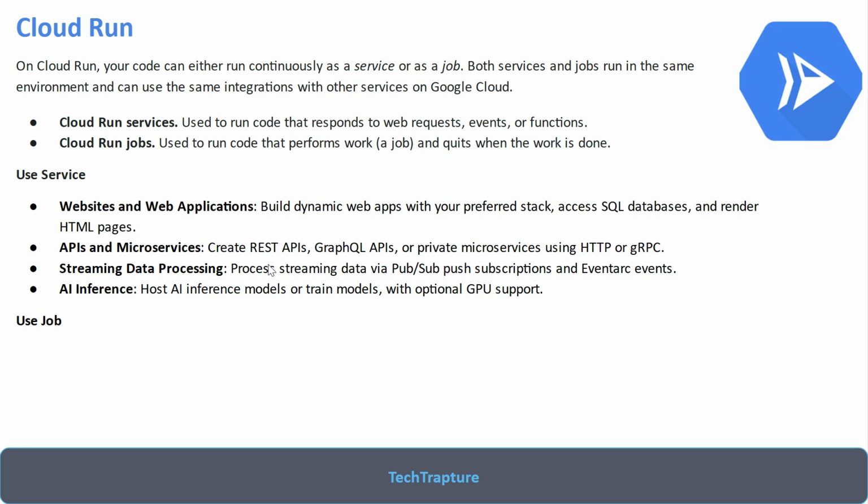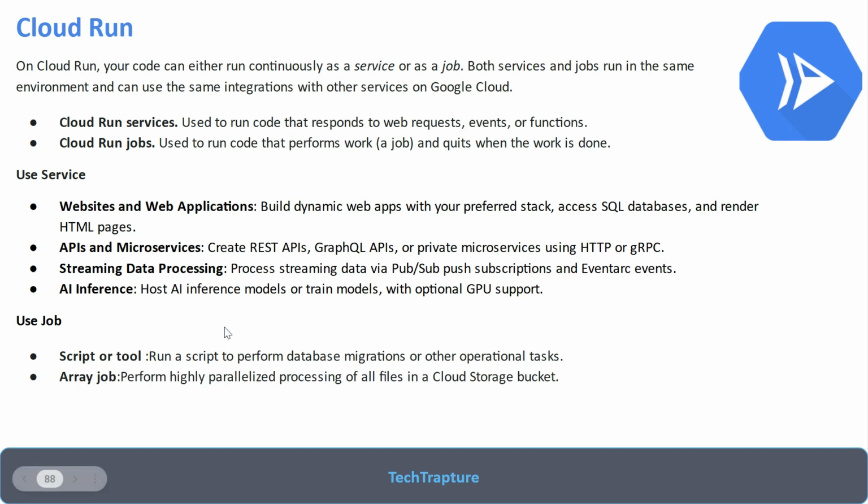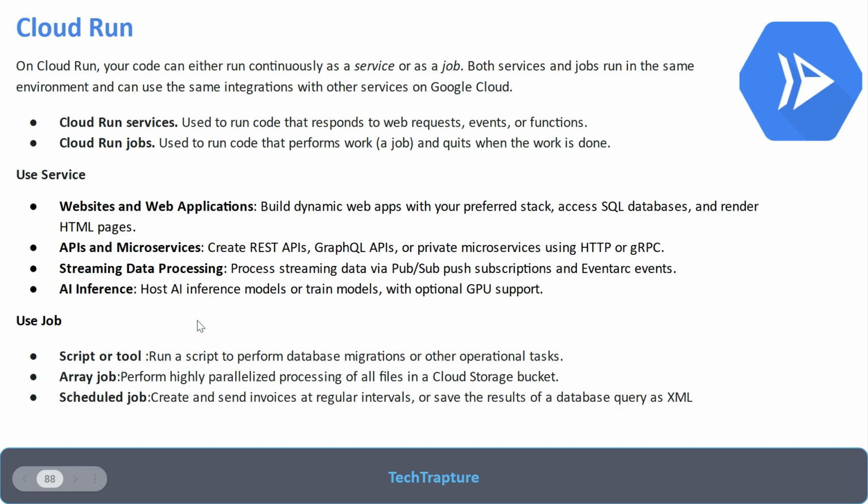Now when should we use a job? When you have to schedule scripts, or execute some script to perform a specific task or any operational task, we can use a job. If we have to do parallel processing on some of the files in the cloud storage bucket, then we can use a job. If we have to schedule something, then we can use Cloud Run along with Cloud Scheduler to schedule it as a job. So these are the two options we have in Cloud Run.